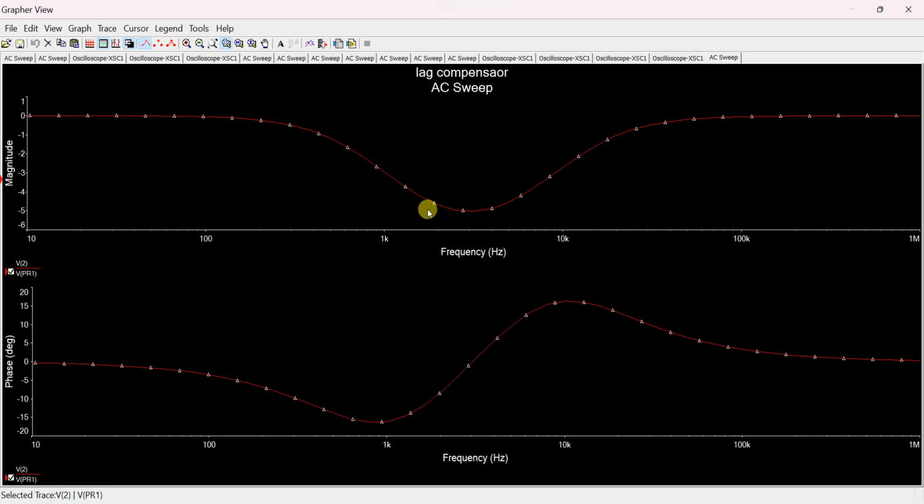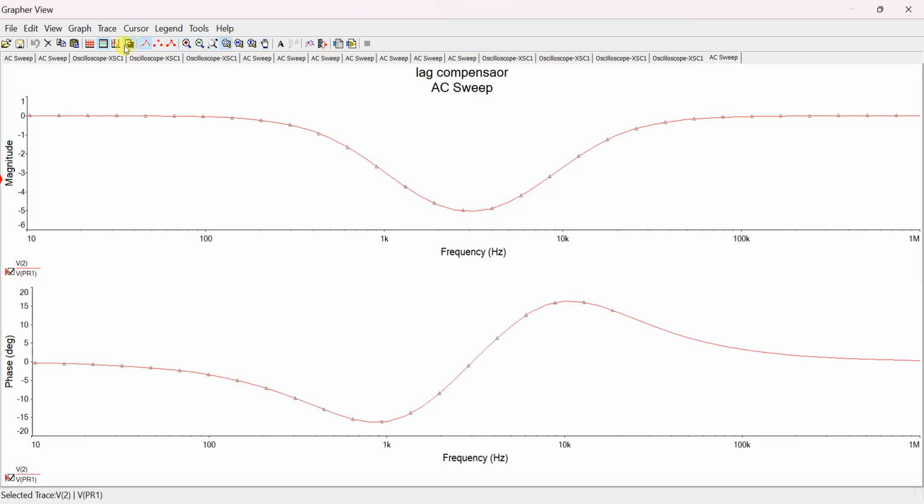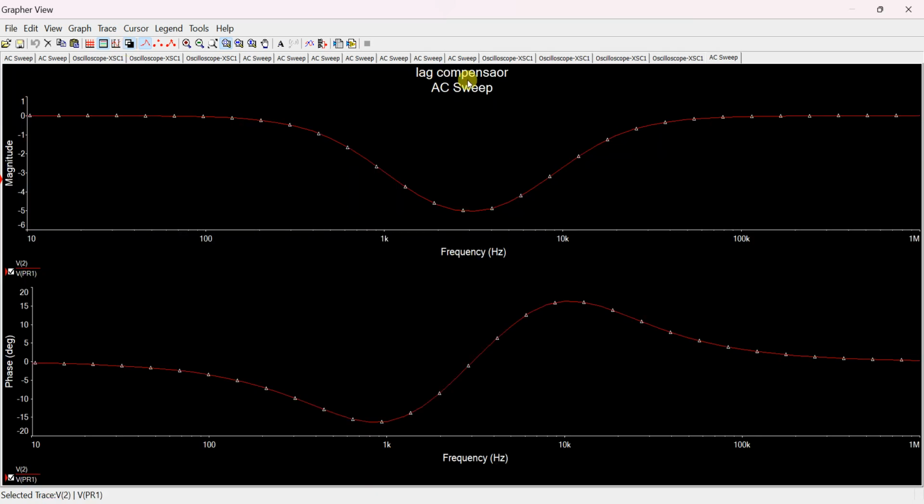Okay, this is the frequency response of the lag-lead compensator network. It is a combination of low pass filter and high pass filter, lag compensator as well as lead compensator, both merged, combined. So the phase response and the magnitude response are both combined. Okay, thank you.